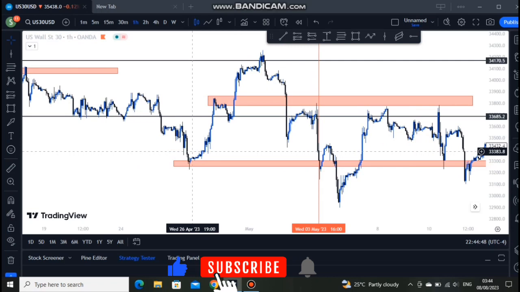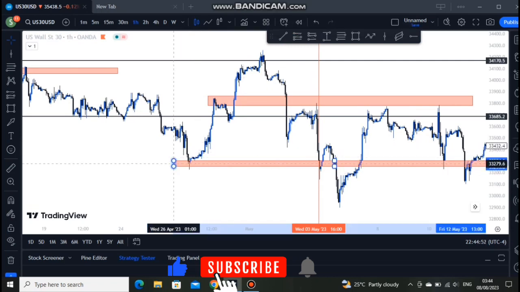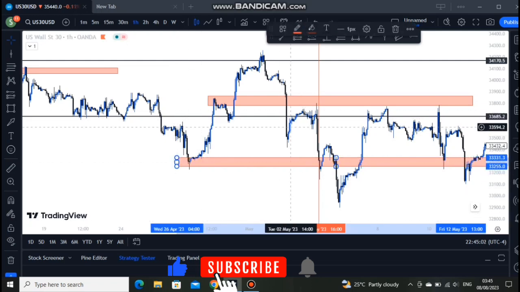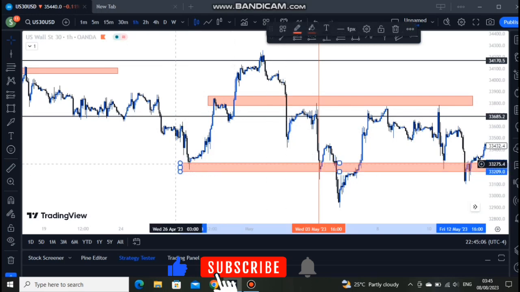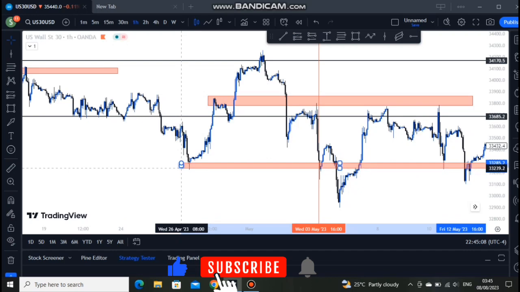What do I mean by refining those zones? You see how wide and bold this rectangular box is. I want you to come down to the lower time frame, like 1 hour or 15 minutes, to refine those zones. You want to compress them, make them smaller, make them fit to that wick. You can see what happened here.